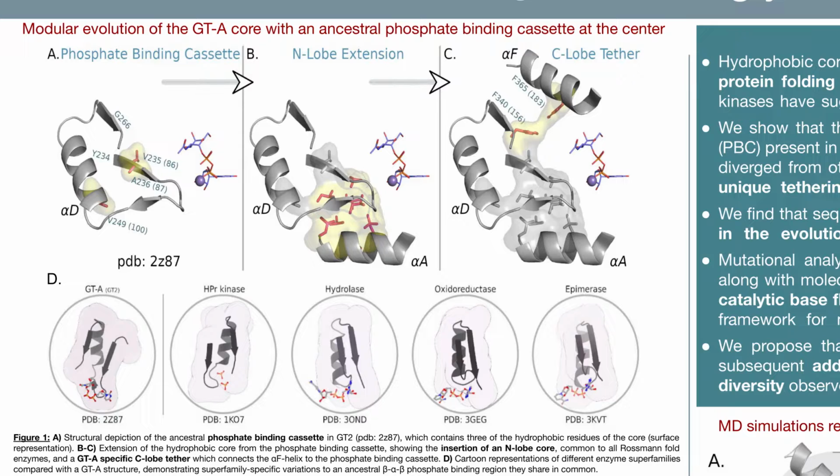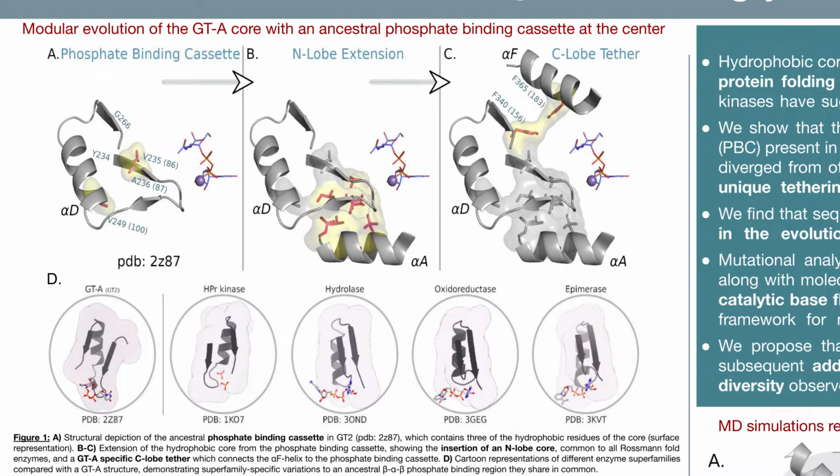The next stage in GTA evolution is the addition of a Rossmann fold core through the N-lobe. Through sequence analysis, we've found that all of these residues are actually conserved across all Rossmann fold enzymes. Finally is the addition of a GTA-specific C-lobe tether. It's actually placed right behind the catalytic site, and it essentially allows the alpha F helix to be tethered to the phosphate binding cassette. The alpha F helix contains the XED catalytic base for catalysis to occur.